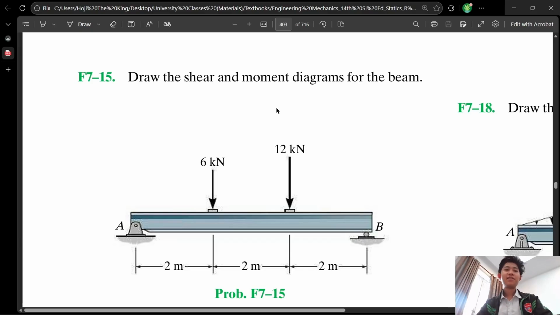Hello guys, in this video I will explain how to solve this problem, which is F7-15, and the problem wants us to find the shear and the moment diagram of the beam. To solve this, we can use a tool called PermaLearn.